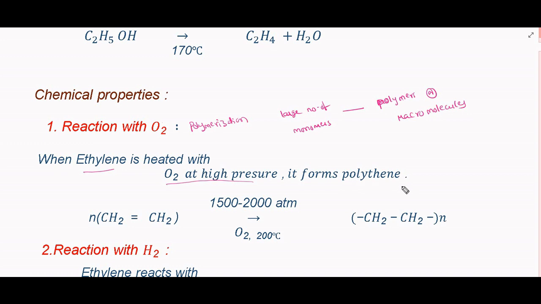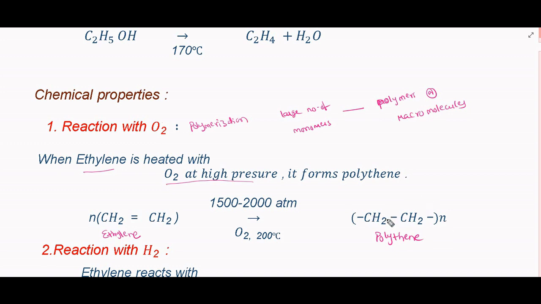So we take the reactant as ethylene, n number of ethylene molecules. We heat at 1500 to 2000 atmospheres pressure at 200 degrees centigrade in the presence of oxygen. It gives us polythene. Here n is the number of monomers.